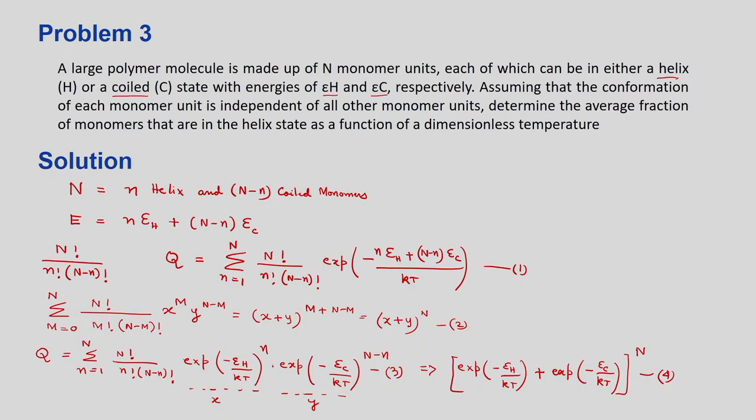Now, we are asked to find what is the average fraction of monomers that are in the helix state. For that we have to write the probability values. The probability of finding a polymer with n helix monomers. Because there can be many combinations, it can be n, it can be n minus 1, n minus 2, like that. So n can take all the values. So what is the probability of locating exactly n helix monomers? That is what we will write out.